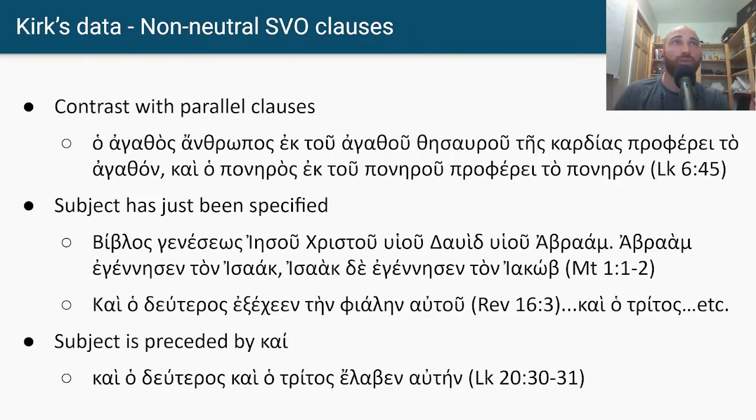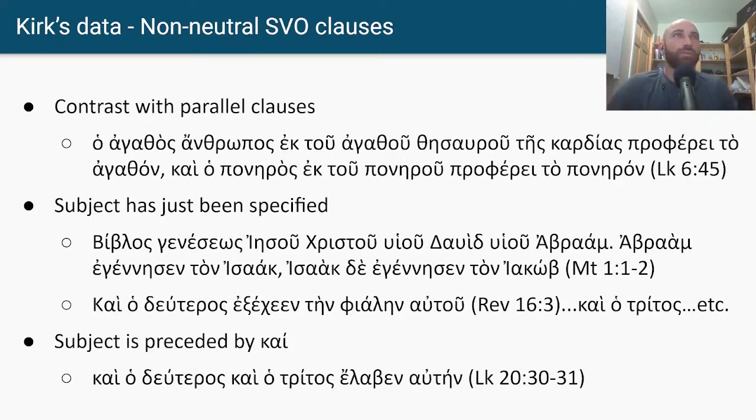Ho agathos anthropos ek tou agathou thesaurou tes kardias prophrei to agathon, kai ho ponEros ek tou ponErou prophrei to ponEron. So the good man from the good treasure of his heart brings forth good, and the evil man out of the evil treasure of his heart brings forth evil.